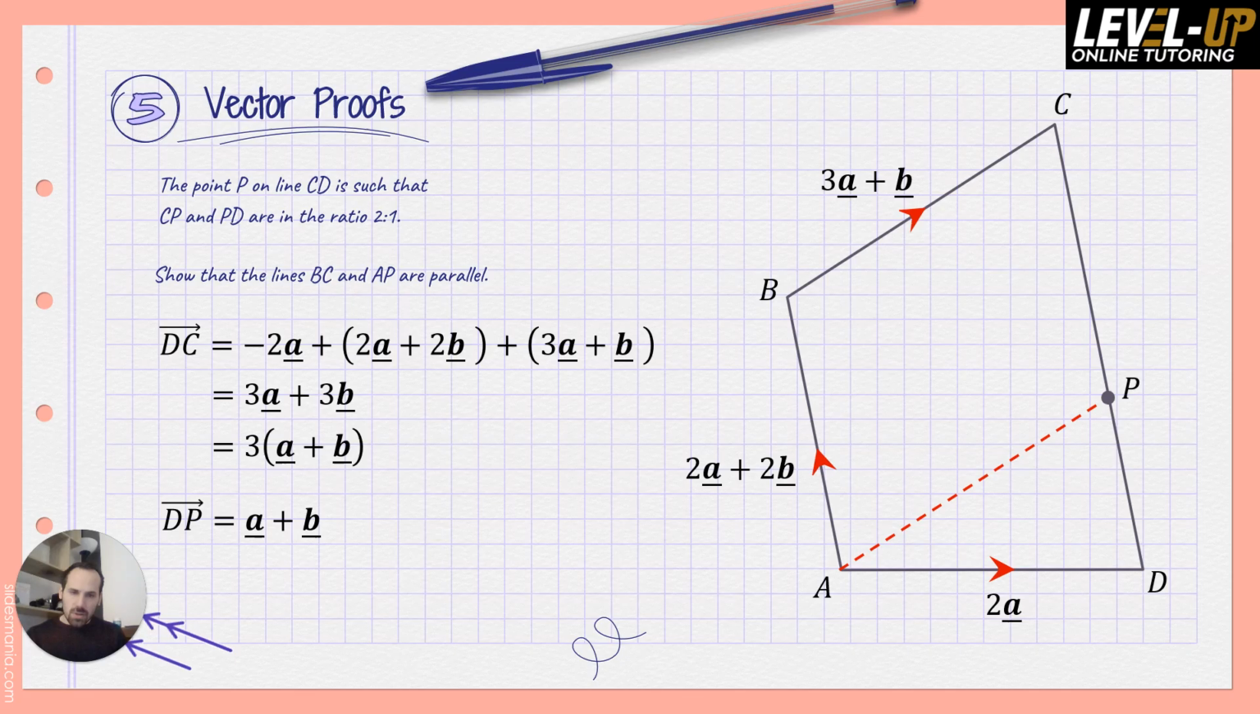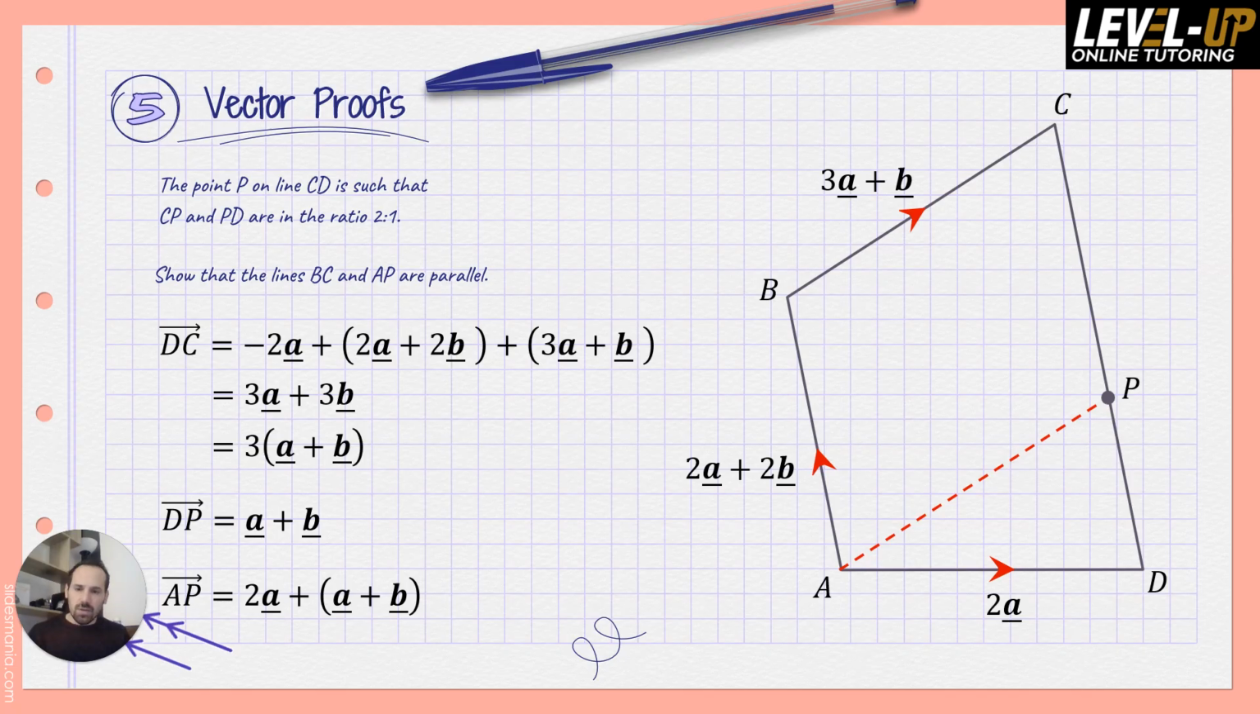So now what do we need to do? We need to find out what A to P is because we know what B to C is. B to C is 3A plus B. So if we can show that A to P is a scalar multiple of that, then we've shown that they're parallel.